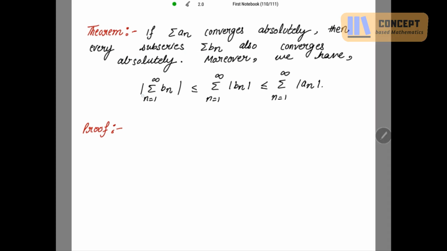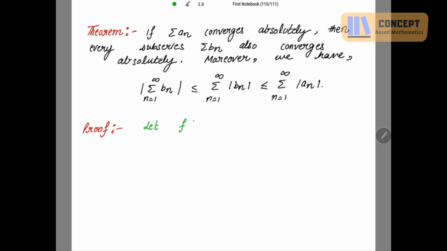Moreover, we have mod summation bn less than or equal to summation of mod bn less than or equal to summation of mod an. Don't worry, the proof is in just 4 to 5 steps. Not so long. So let's start with the proof.